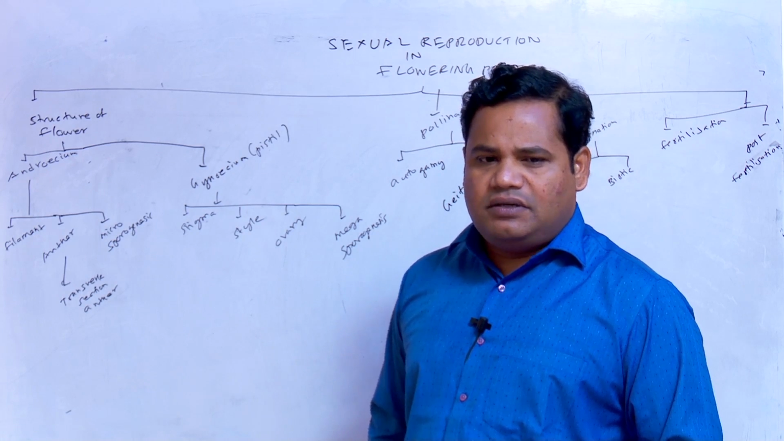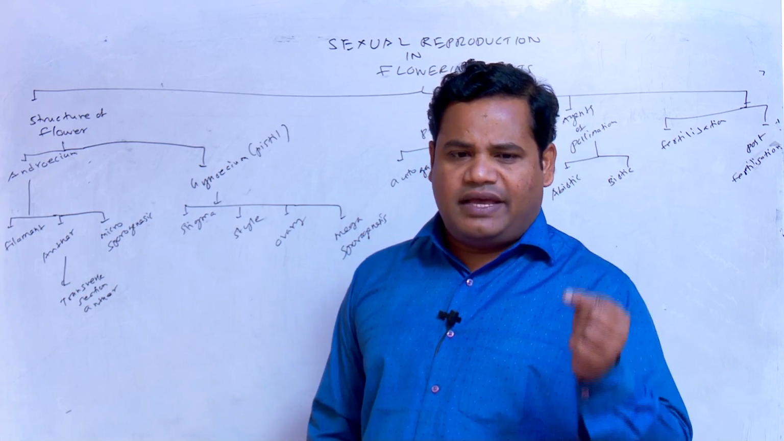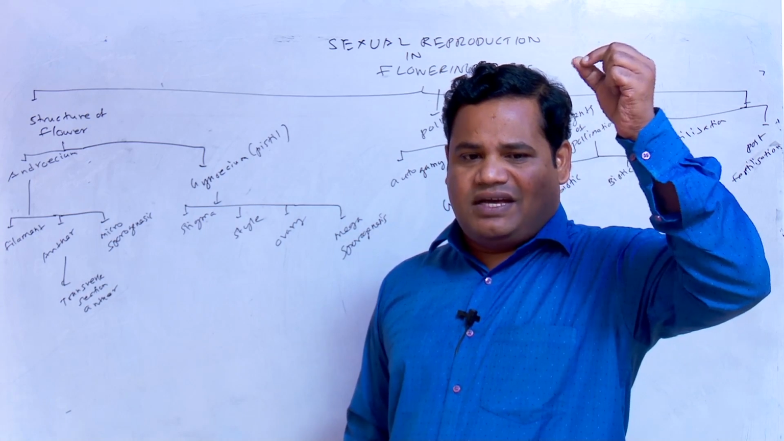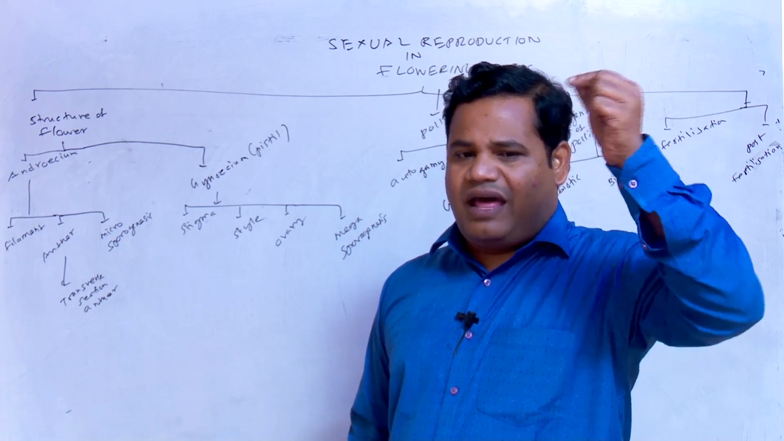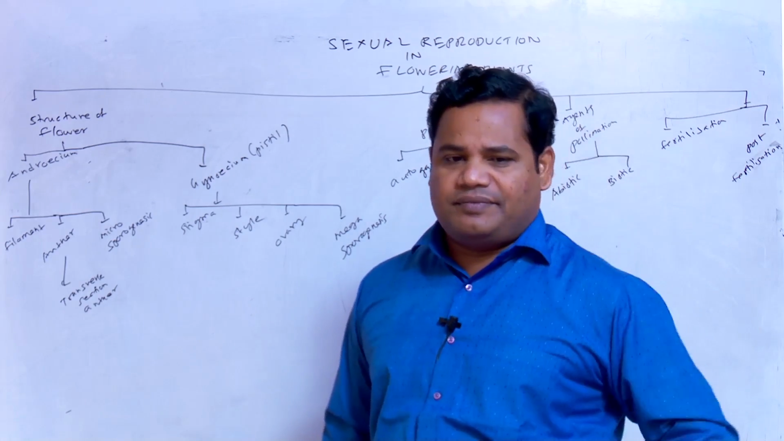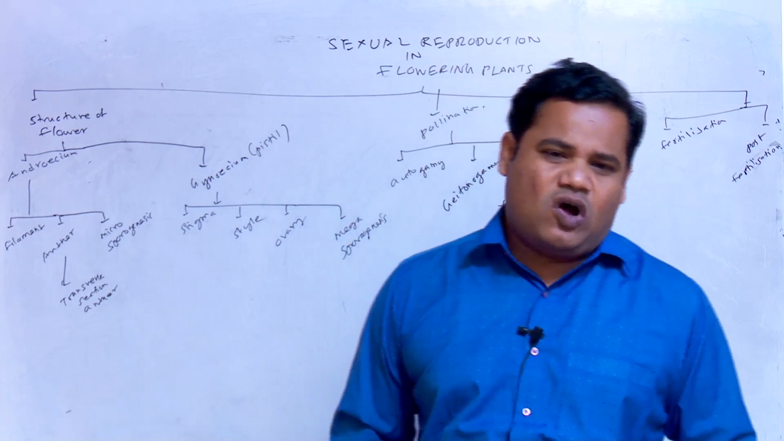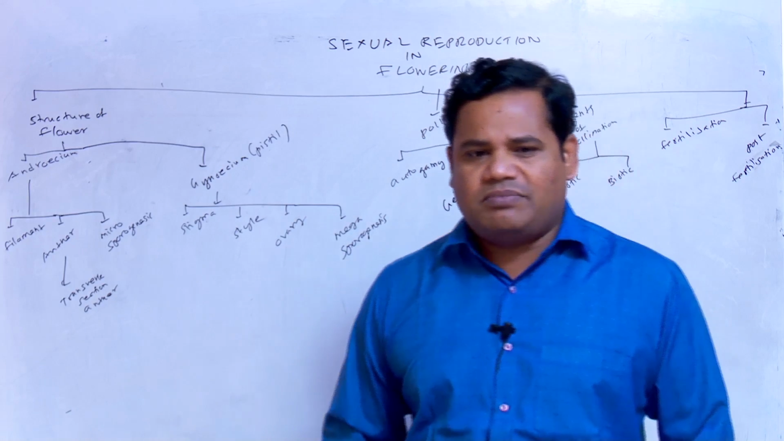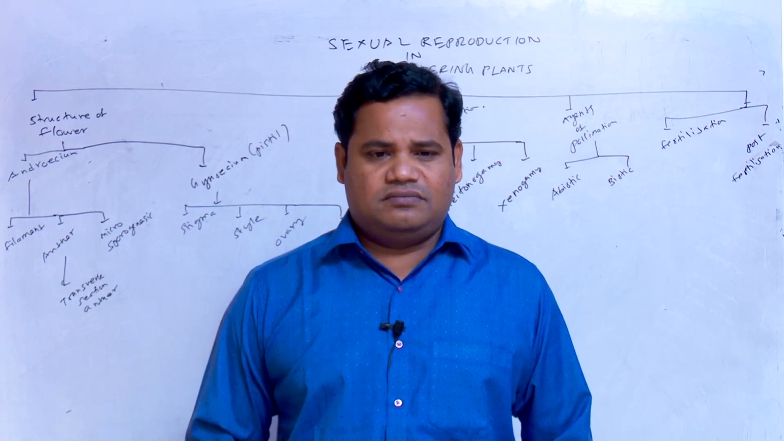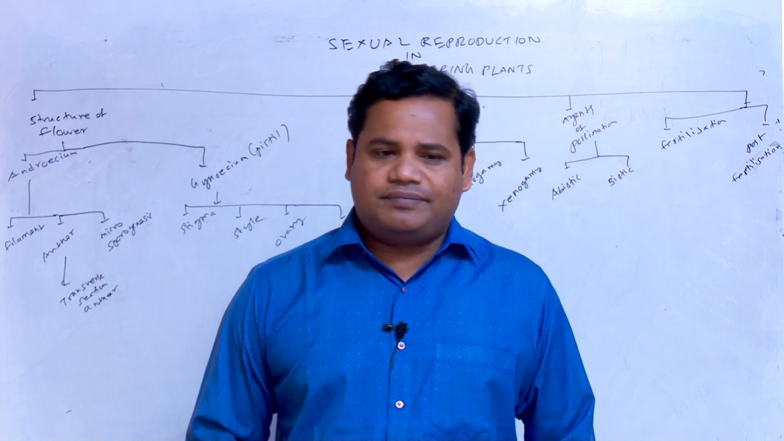The filament, we can say, has its proximal end attached to the thalamus or petals of the flower. It is generally a long and slender stalk. Its proximal end is attached to the thalamus or petals of the flower.